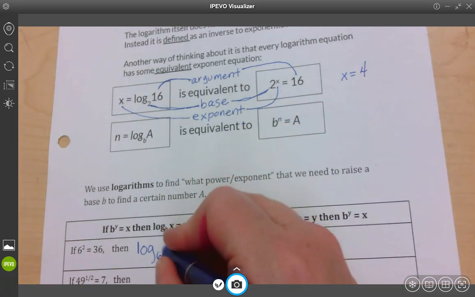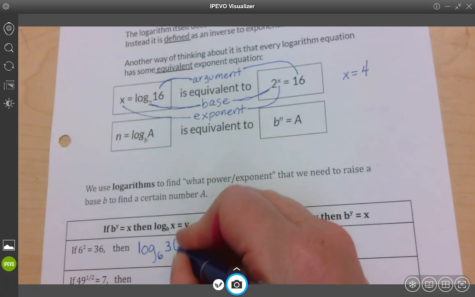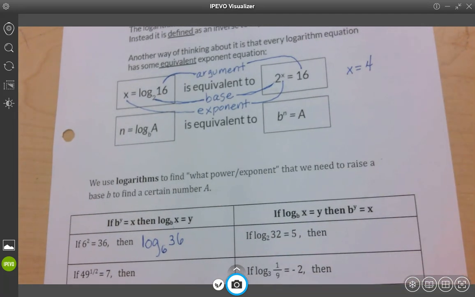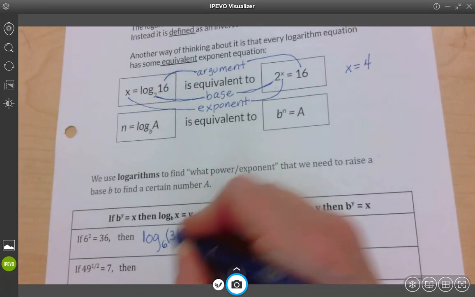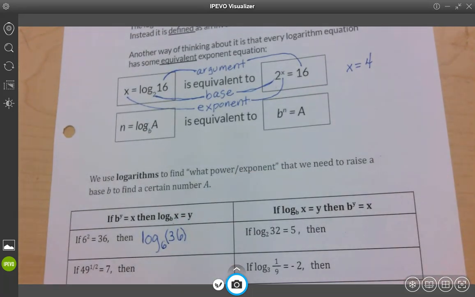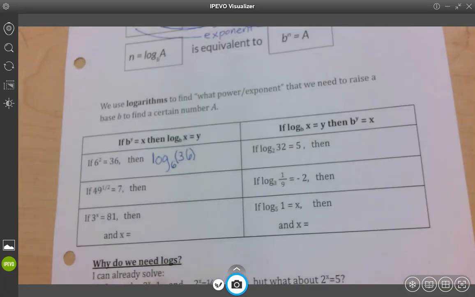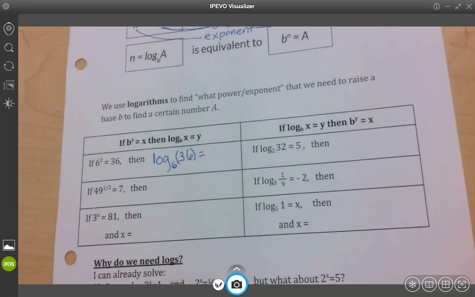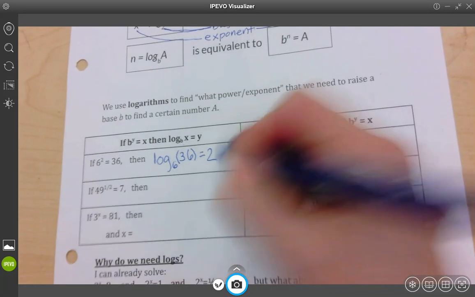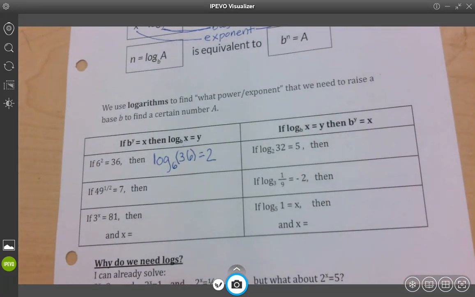It is 36, yeah. Now, sometimes you're going to see this written with parentheses and sometimes without parentheses, and it doesn't matter. Nothing is different. So if I put parentheses here, it's no different than if I didn't put parentheses there. It's just some people write it and some people don't. Okay? So log base 6 of 36 equals, and the answer is your exponent, which is what? 2.